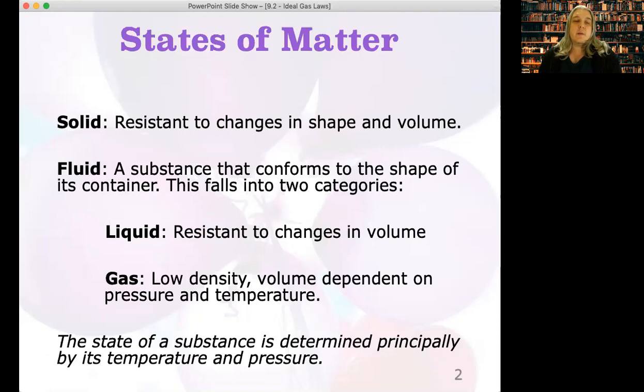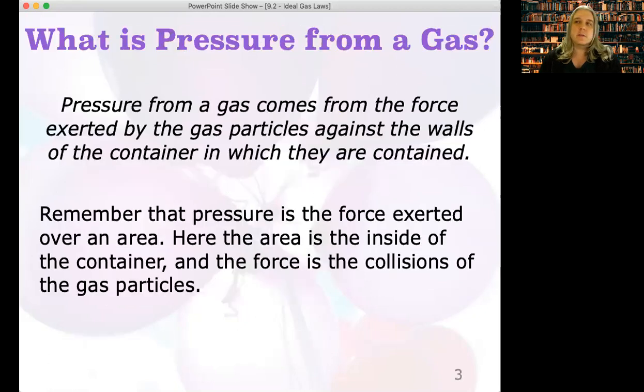The state of a substance is determined principally by its temperature and pressure. That's just a statement of fact. We should all be familiar with that by now, and that should be no surprise. Actually, we haven't talked too much about phase changes yet. The pressure bit might be a bit unexpected for some of you potentially, but hopefully that's not too surprising. We will talk more about phase changes when we look at heat.